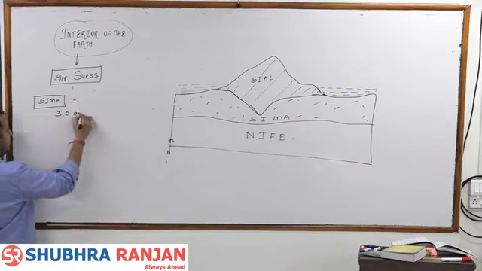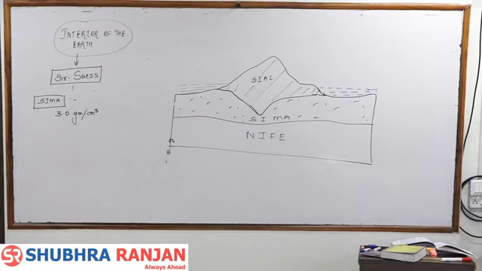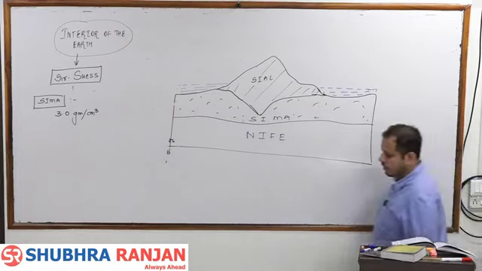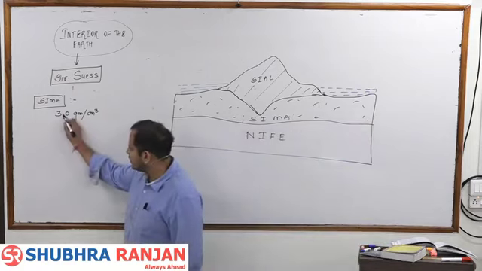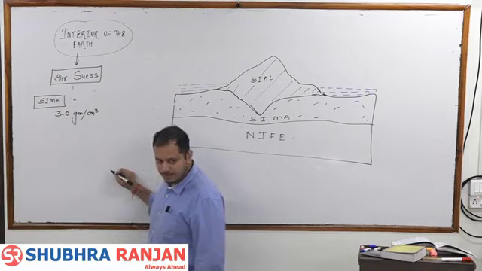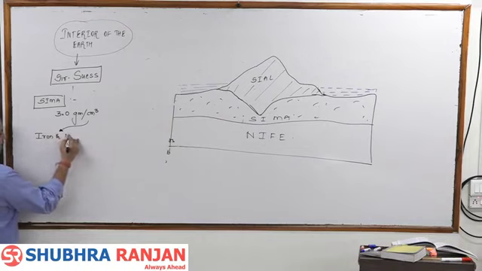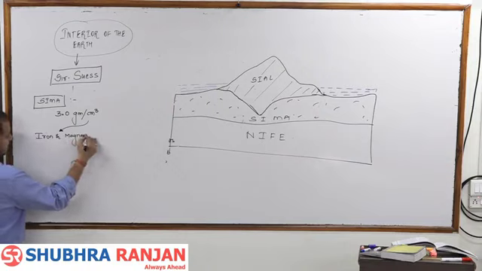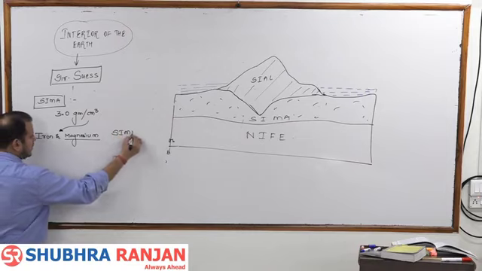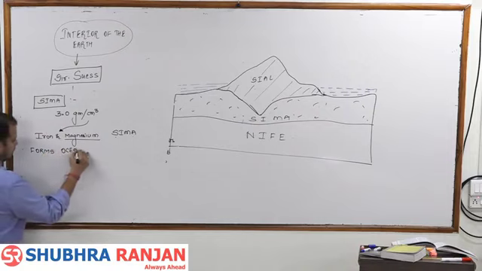Made of denser material having an average density of 3 grams, not 30, okay, 3 grams per centimeter cube. Why? Because it has dominance of heavy minerals such as iron and magnesium. So because of magnesium, what are we calling it? Sima, silica and magnesium. It forms oceanic crust.